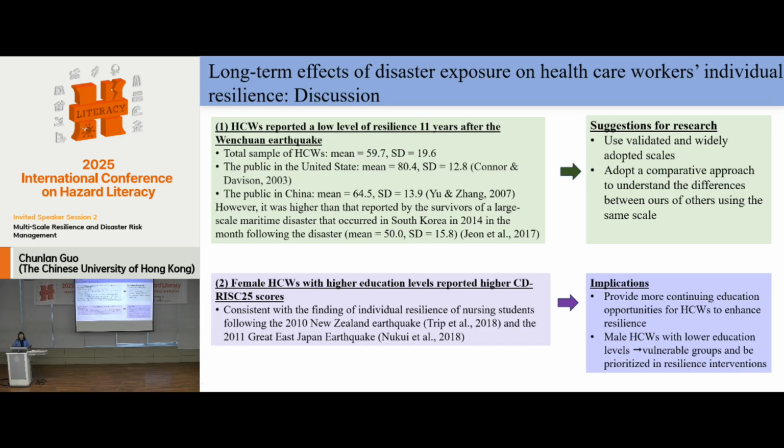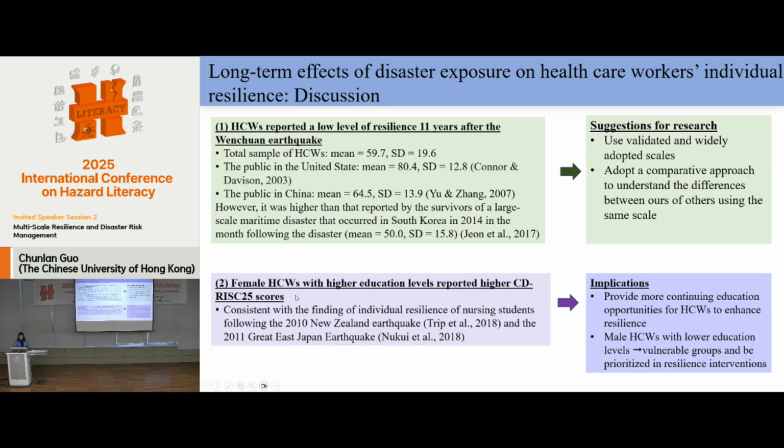Oh, but the US is not China, right? There is still a geographic difference. So we found another piece of work. The general public in China reported 64 out of 100 in 2007. So those healthcare workers still reported lower than the marks reported by the public in China. But we found that it's slightly higher than the marks reported by the survivors of a large maritime disaster in South Korea in 2014. I'm sure the scholars as well as the students here are more familiar with this study than me. And these survivors reported only 50. So why do you adopt a validated, widely adopted scale to measure resilience? You can compare your data with others and then understand the place of the resilience.